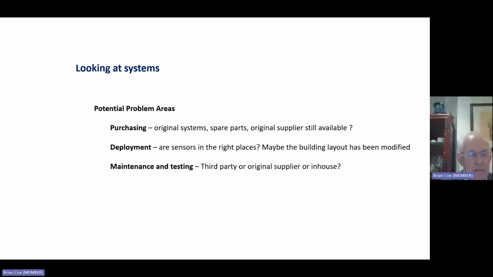The deployment of the system. Is it a system with sensors? Are they in the right place? Has the building layout been modified so perhaps the original deployment is not right? And maintenance and testing. Have you got a third-party original supplier or in-house group looking after this equipment? And what are the regular testing and maintenance parameters?